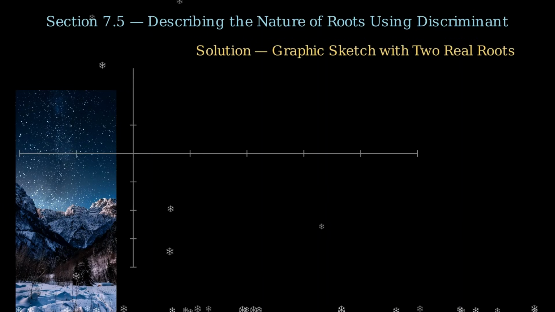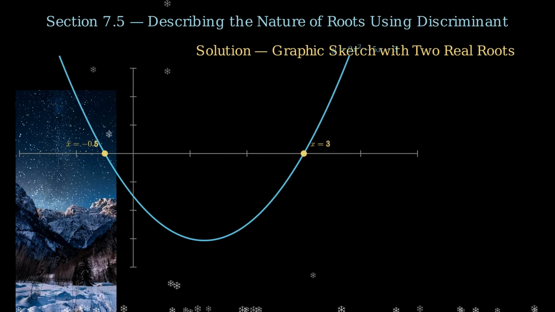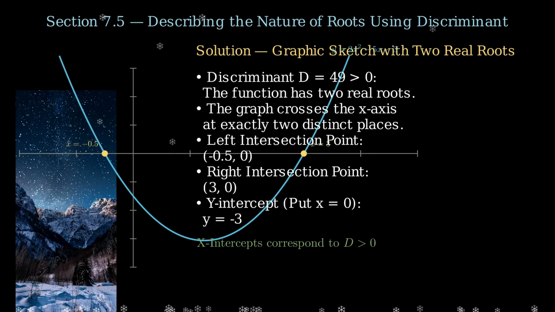Because our discriminant was positive, the corresponding function graph must cross the horizontal x-axis at exactly two places. These cross points match our calculated roots perfectly. Let's look at the left coordinate plane. You can clearly observe the blue parabola passing through 3, 0, and negative 0.5, 0.